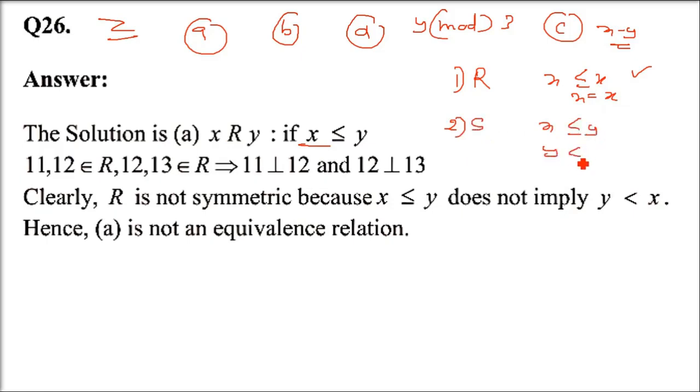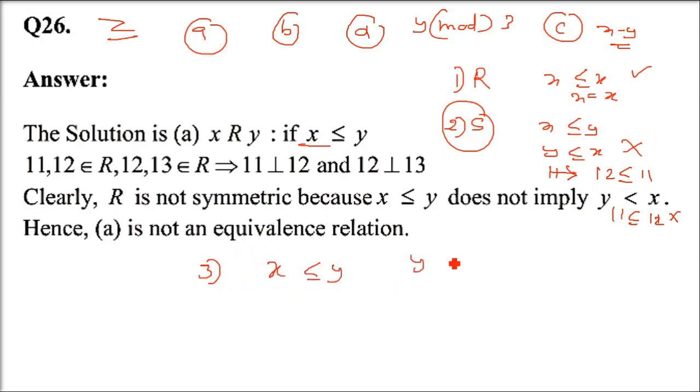Now X is less than or equal to Y. Is Y less than or equal to X? Is it true? No, it is not. So if you say that 11 is less than or equal to 12, is 12 less than or equal to 11 possible? No. It is not symmetric. Third, transitive. Transitive seems to be right. Symmetric fails, so it is not an equivalence relation. But still, we need to check transitive. Don't stop here. Check for the transitive as well.